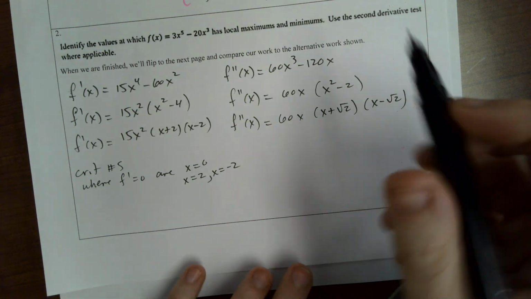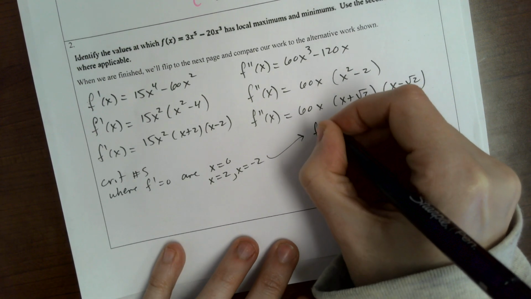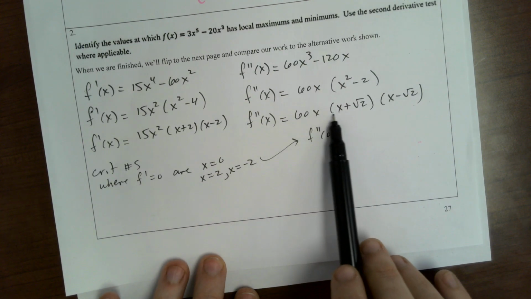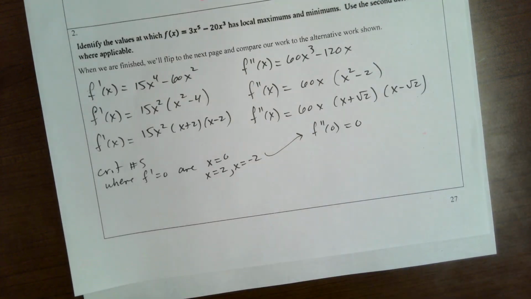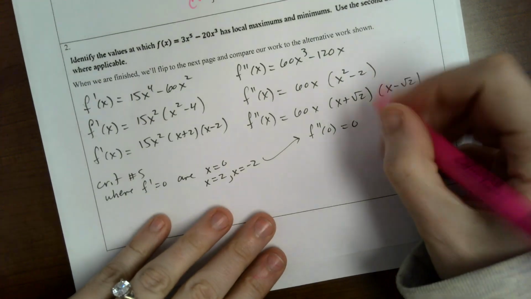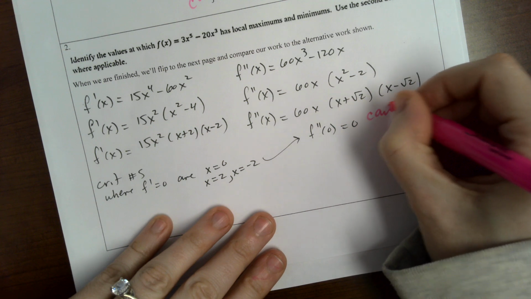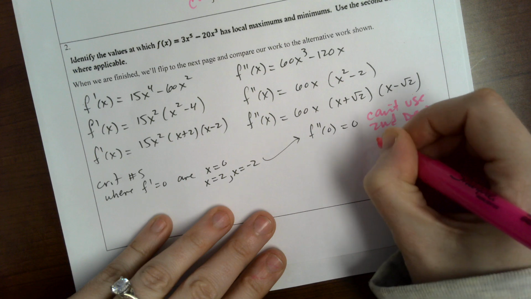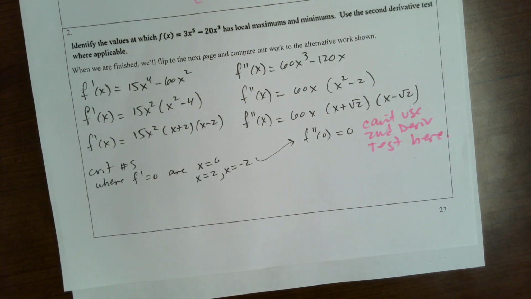All right, so I'm going to plug these into the second derivative. So f double prime of 0. When I plug a 0 in here, I get 0. All right, guys, what does that mean? Can't use second derivative test here. Okay, so we're going to have to go to a number line, but let me do the other ones.